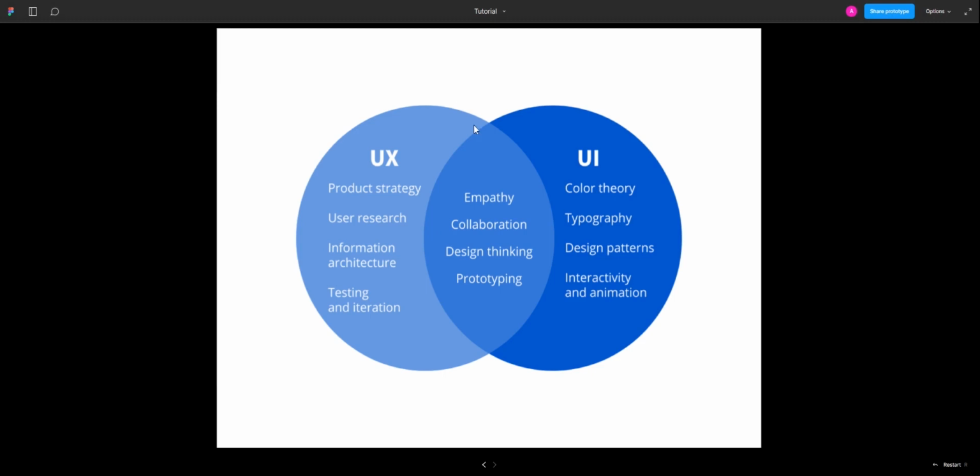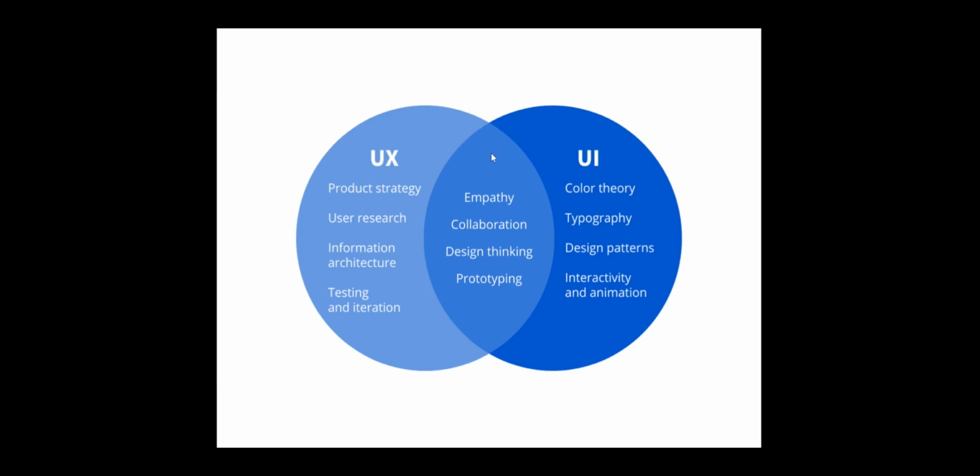Now, let's continue. UX deals with, look at the first thing there, product strategy. Second one, user research. Third one, information architecture. Fourth one, testing and iteration. The video is being recorded. It is. First one, like I said, product strategy for user experience. Second one, user research. Third one, information architecture. Fourth one, testing and iteration.